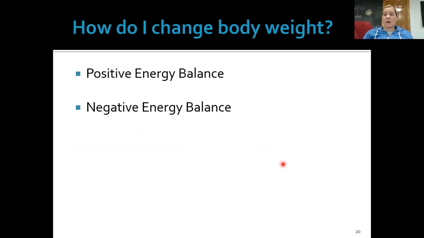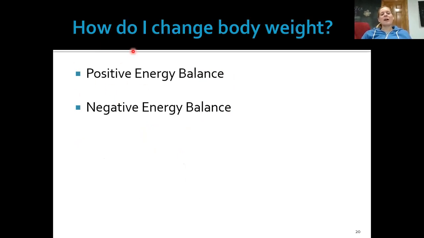So how do I change body weight? And again, this will be a topic that we're going to continue to talk about, but positive energy balance versus negative energy balance. So this kind of seems backwards to me, just because you think of positive as good and negative as bad, but that's not necessarily true in this scenario.